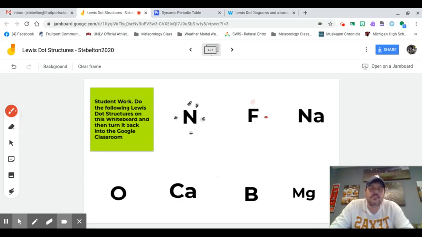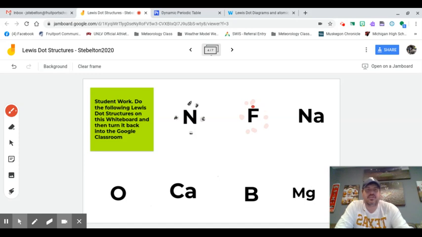1, 2, 3, 4, 5, 6, 7. And then what you're going to find when we get to the next step, when we do ionic bonding and ionic compounds with Lewis dots, is that these single electrons here can either be transferred or shared. Okay, so you have 7 around there.